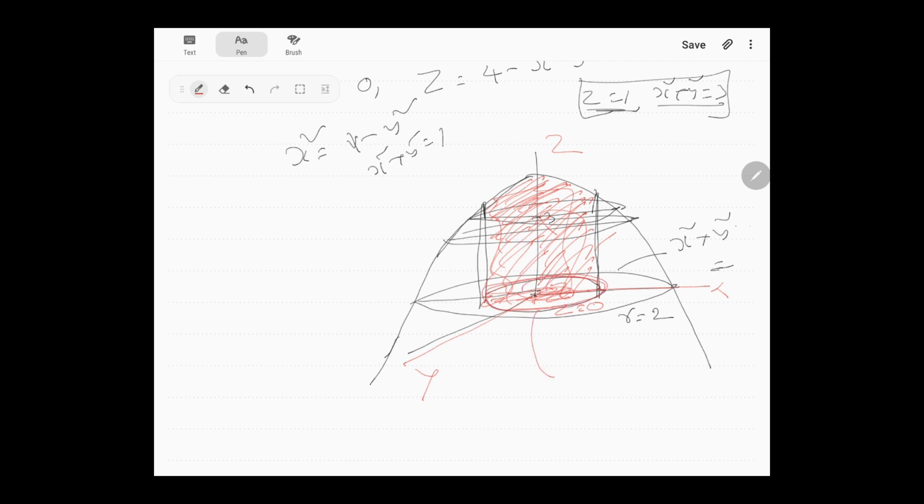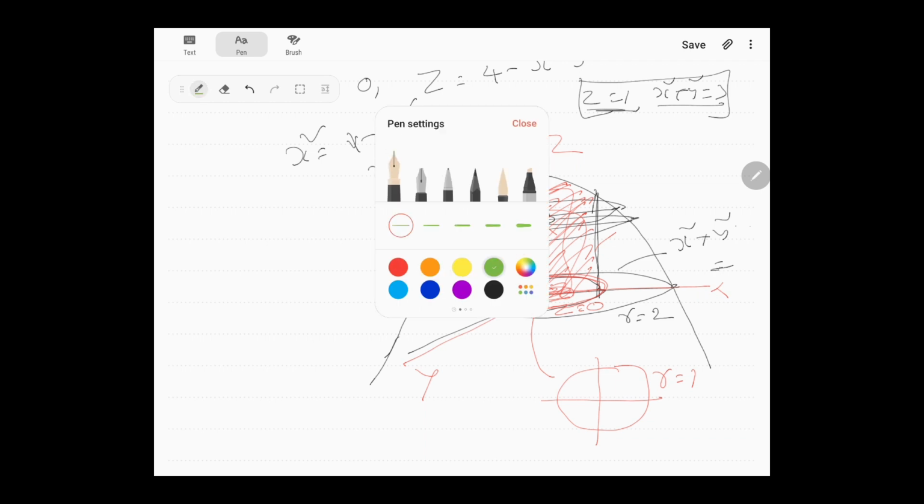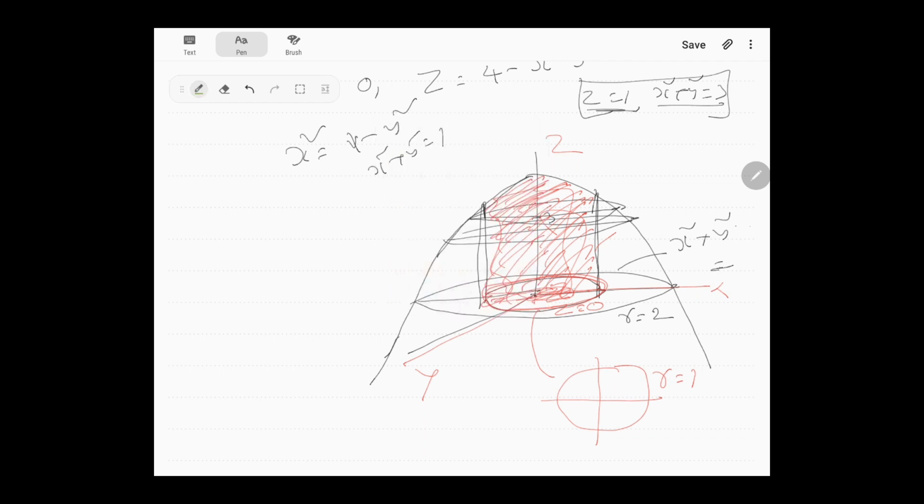What is that circle? Not x square plus y square is equal to 4. It is x square plus y square is equal to 1. Therefore, the circle is r is equal to 1. And here z varies from here to here. Whatever point I take here, the minimum value of z is 0, the maximum value of z is here. What is the value of z here? z is equal to 4 minus x square minus y square.